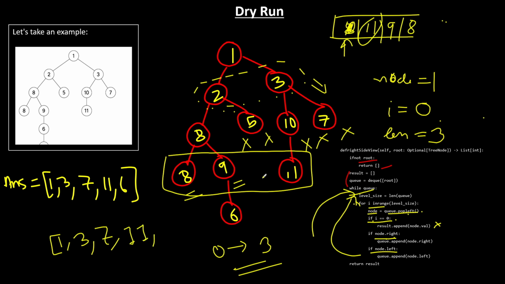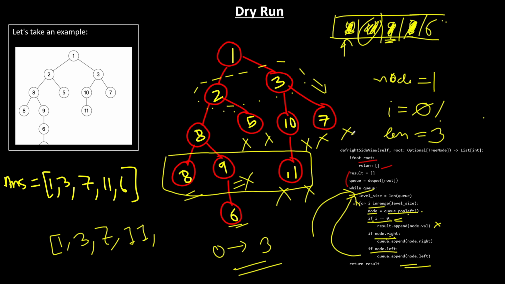When we move the head and we check, does 11 have a right? It does not. Does it have a left? It does not. So we just popped it. Then again, I became 1. I is not equal to 0, correct? We cannot append anything. Then node right. For the ninth node, we don't have anything on the right. Node left, we have 6. We push it into the queue. We pop it. Then again, we come to 8.